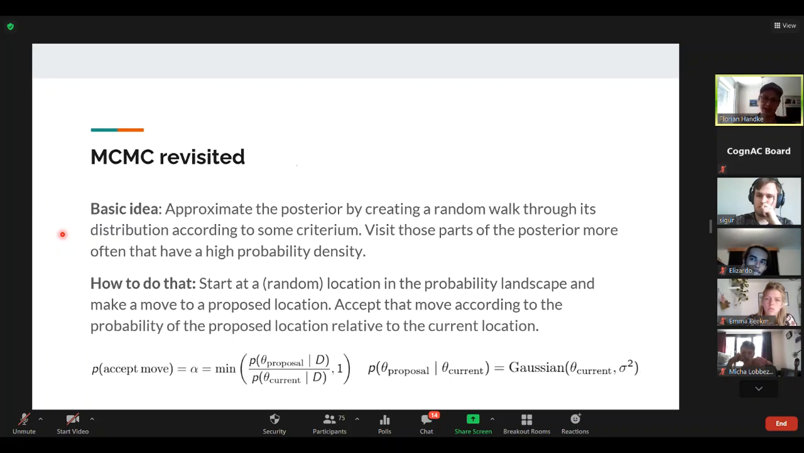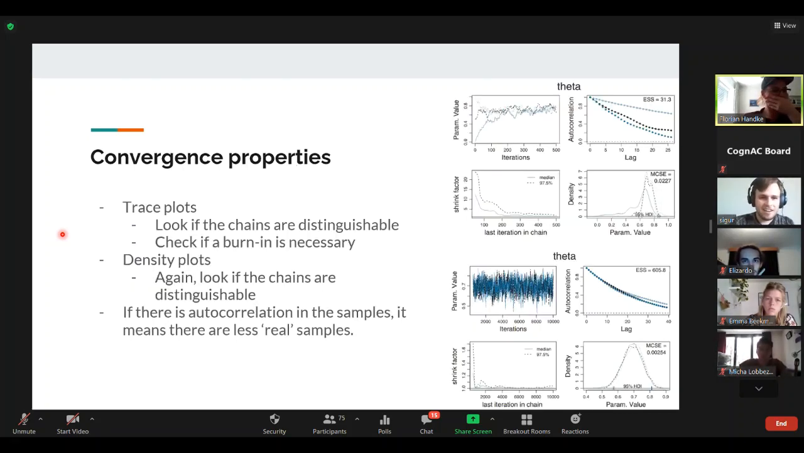So you can look if the chains are distinguishable. That means that they converge because they don't depend on their starting points anymore. And for example, for this one, we need a burn-in. That means cutting away the first few iterations so that they do not depend too much on their starting position again.